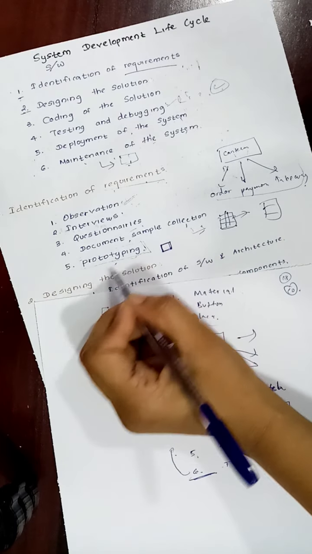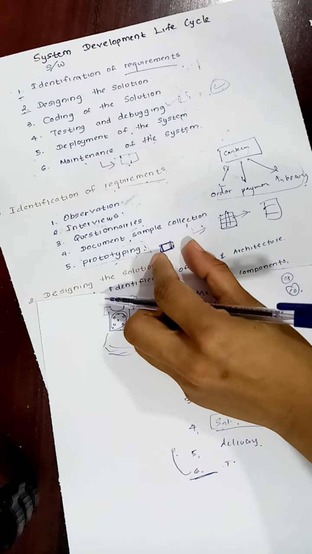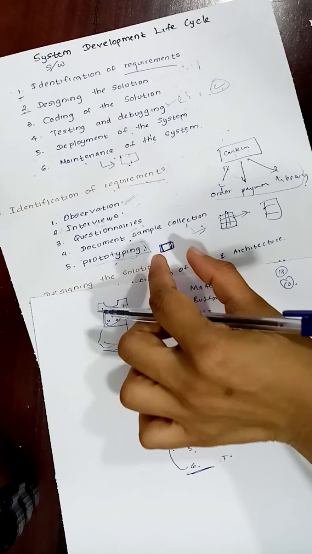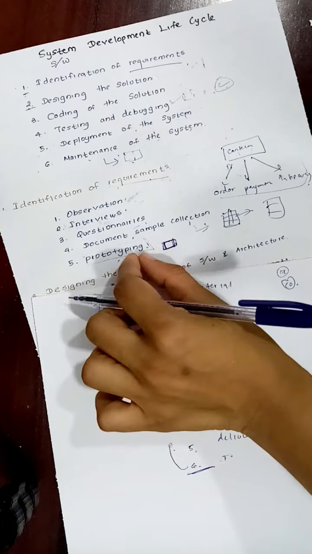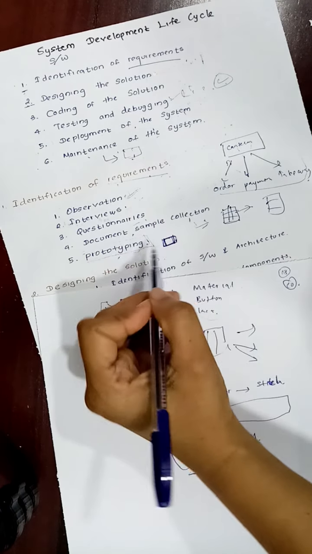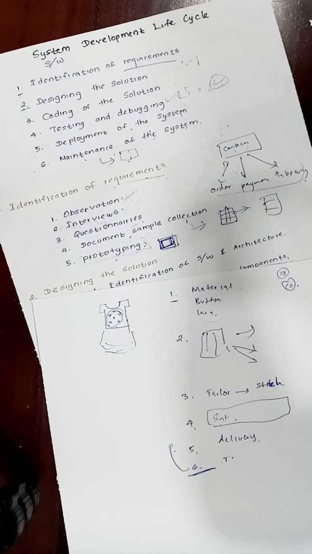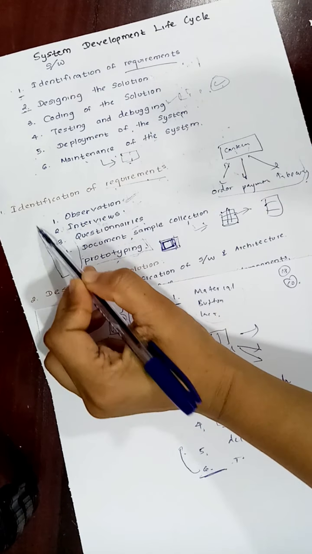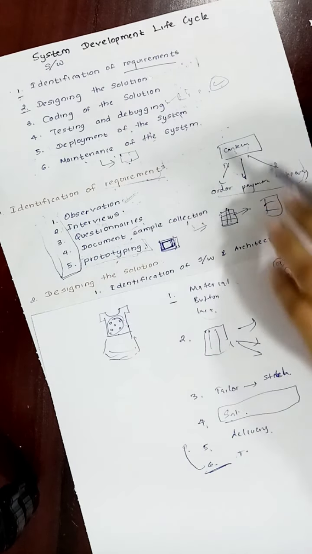Likewise, prototyping means a little temporary software he will provide, and from that software the canteen owner will say, this is not enough, I want these options also, payment options I want, takeaway options I want. So from this small software he can identify the other requirements. So from these five types he can identify the requirements.